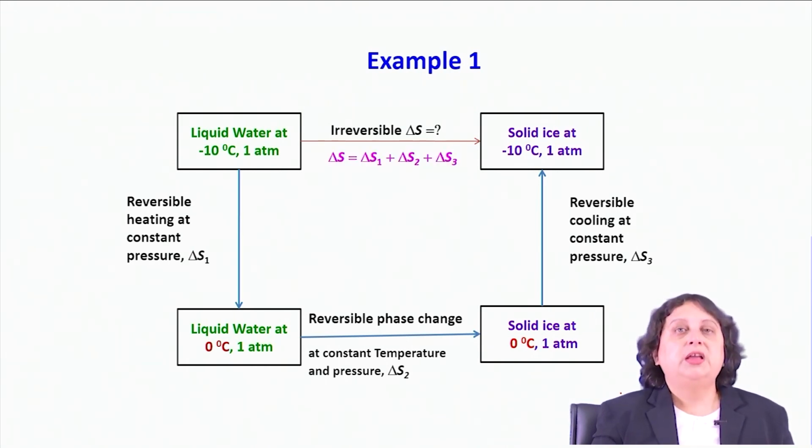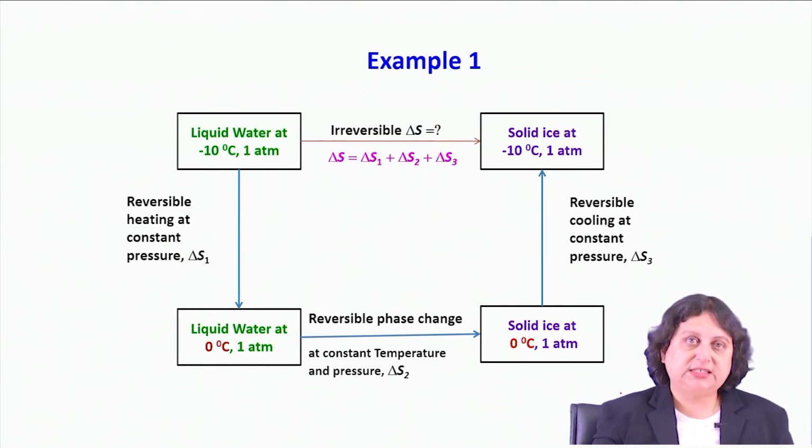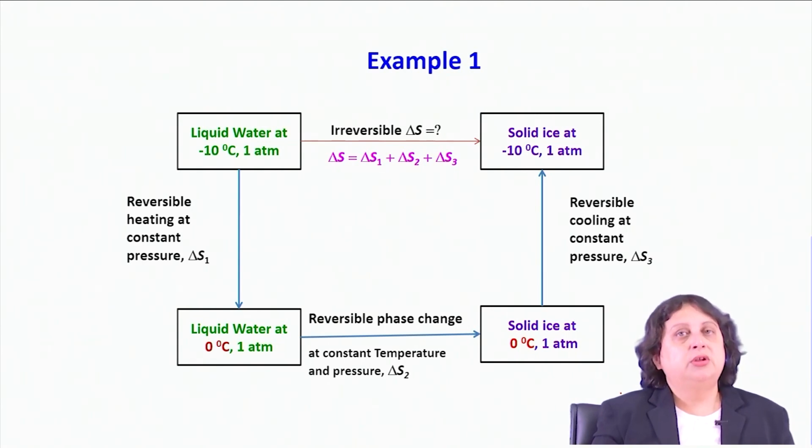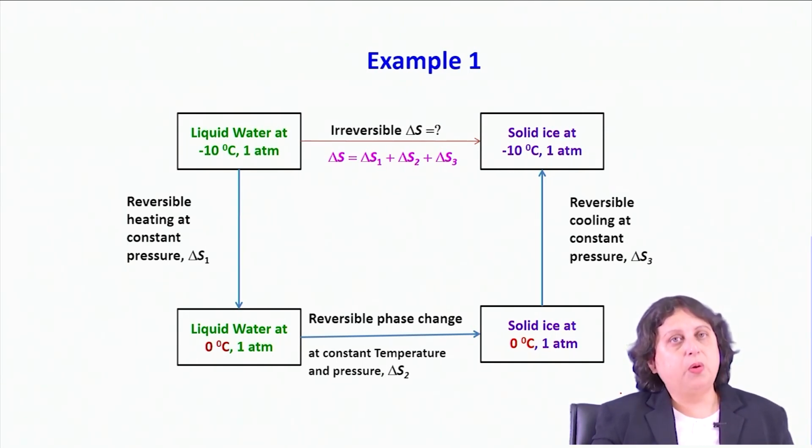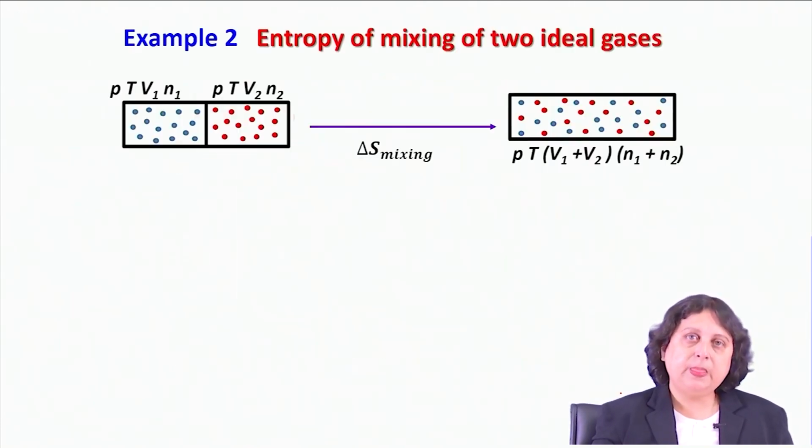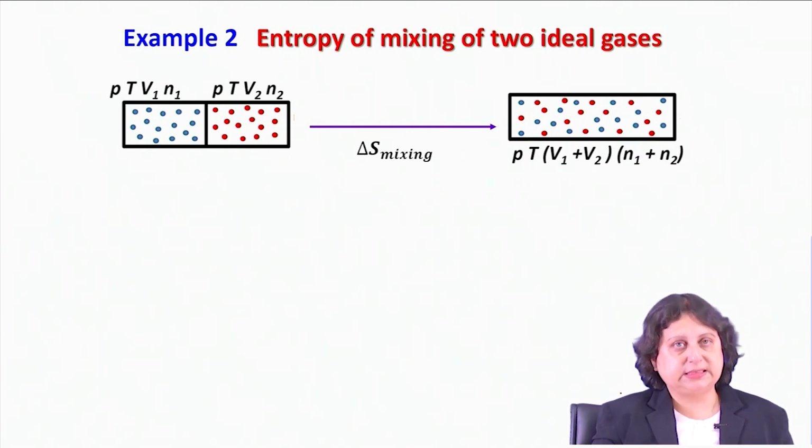And therefore, in the irreversible change in state from liquid water at minus 10 degrees centigrade at 1 atmosphere to solid ice, I can find out the delta S for this irreversible process as a sum of delta S1, delta S2 and delta S3. Another very important example is the entropy of mixing of two ideal gases.